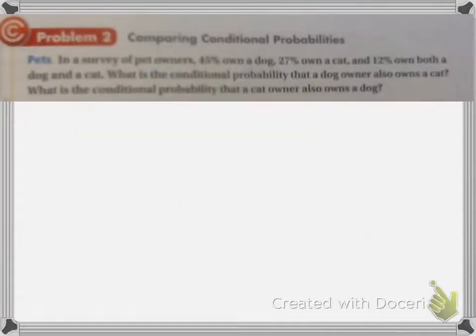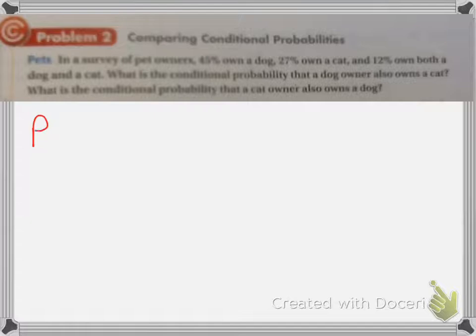Okay, let's look at another problem. In a survey of pet owners, 45% own a dog, 27% own a cat, and 12% own both a dog and a cat. Now that's going to ask two questions. What's the conditional probability that a dog owner owns a cat? And what's the conditional probability that a cat owner owns a dog? They kind of sound like the same question, but let's take a look at it.